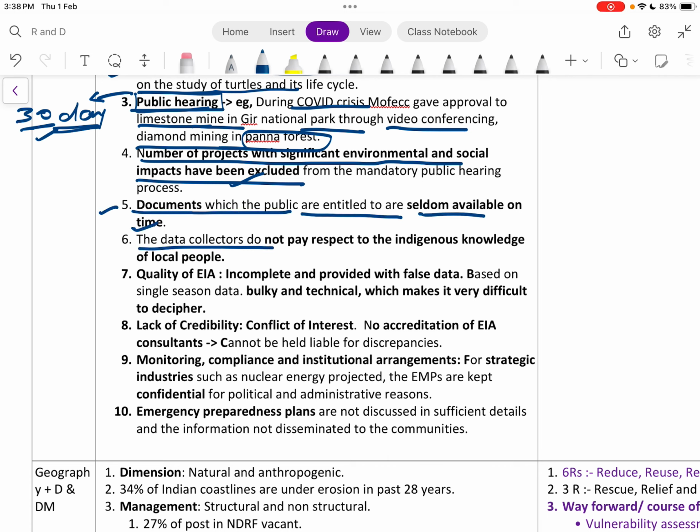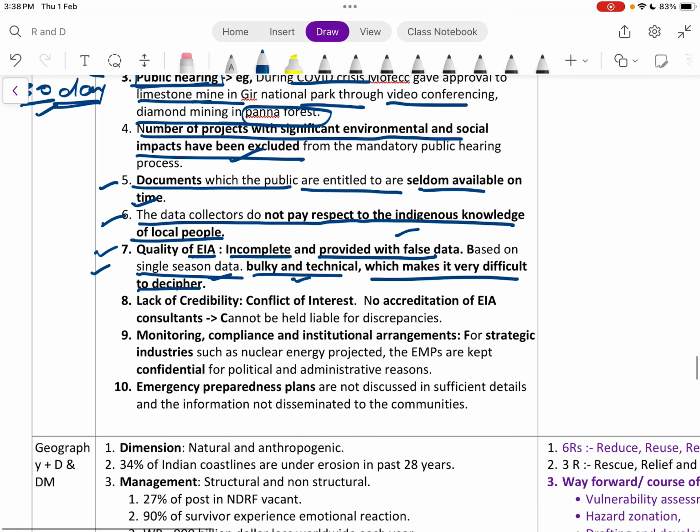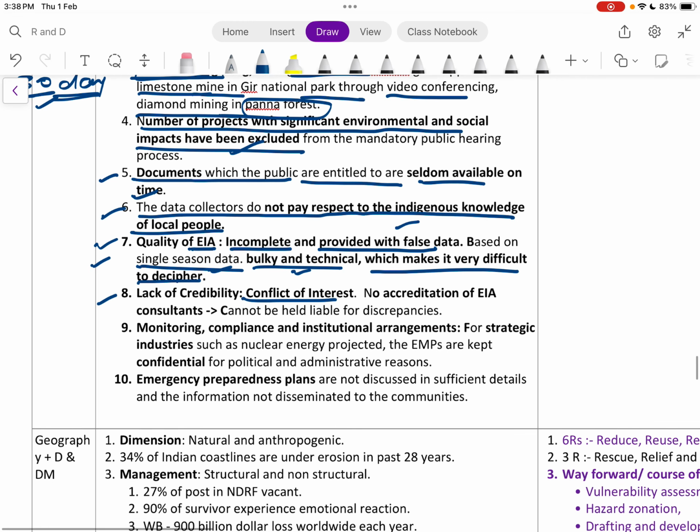Data collectors do not pay respect to the indigenous knowledge of local people. Quality of environment impact assessment: it is often incomplete and provided with false data based on single season data, bulky and technical, which makes it very difficult to decipher. Lack of credibility, there is a conflict of interest. There is no accreditation of environment impact assessment consultants, and they cannot be held liable for discrepancies.